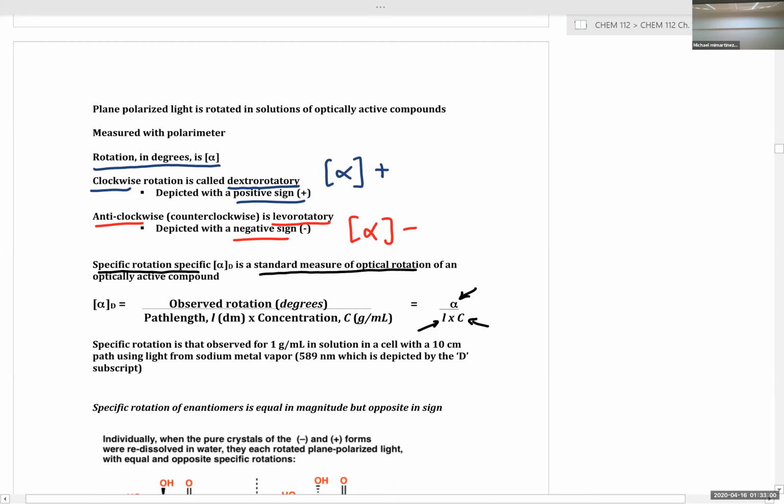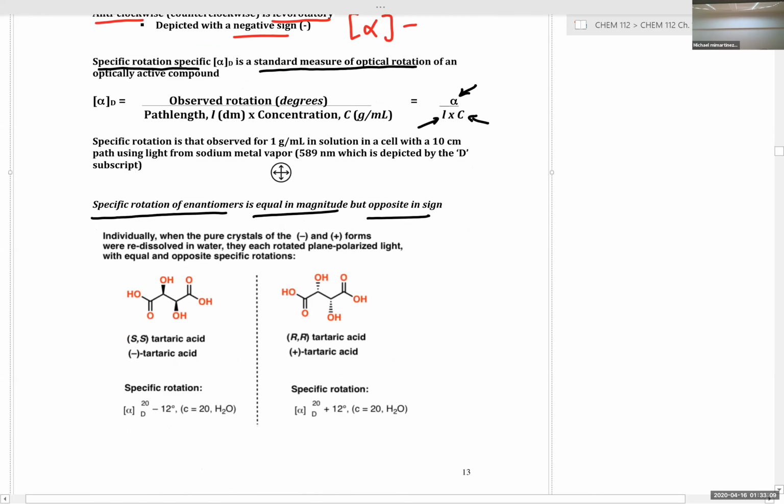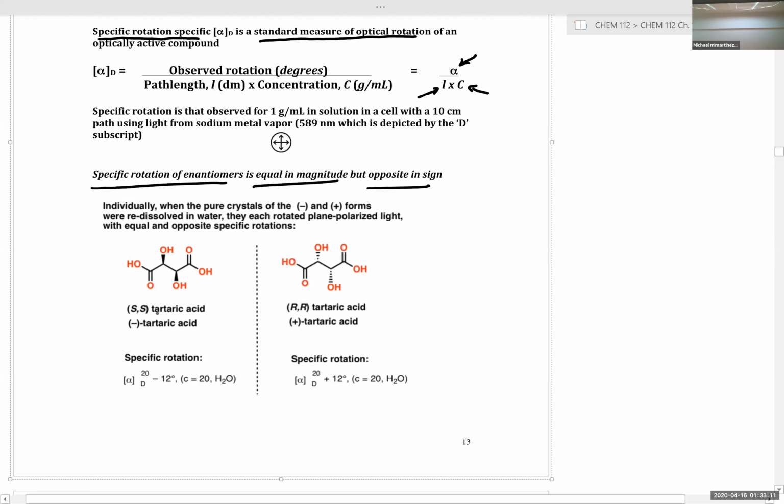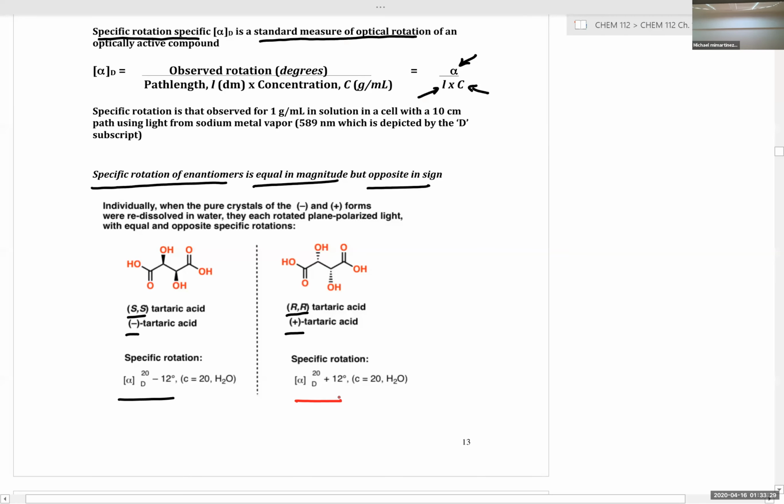Now, a key feature of enantiomers is that the specific rotation of enantiomers is equal in magnitude but opposite in sign. So for example, if we compare SS and RR tartaric acid, or minus tartaric acid and plus tartaric acid, minus tartaric acid has an optical rotation of negative 12 degrees, while plus tartaric acid has an optical rotation of plus 12 degrees. So if you ever see optical rotation values, I just want you to know the specific rotation of enantiomers are equal in magnitude, opposite in sign. Okay.